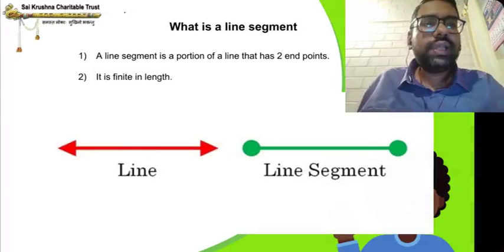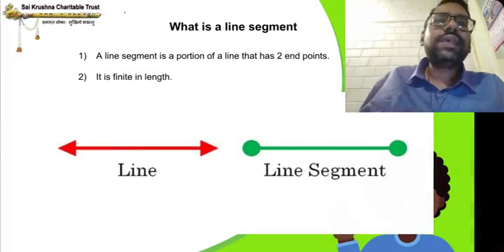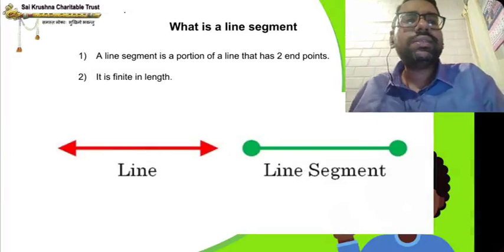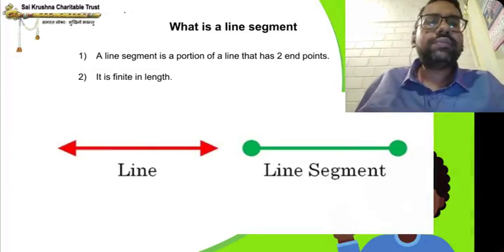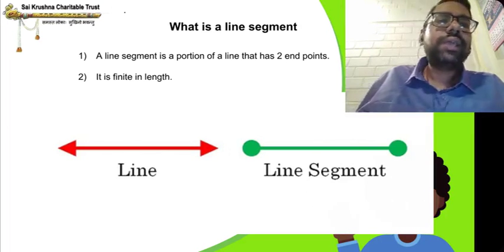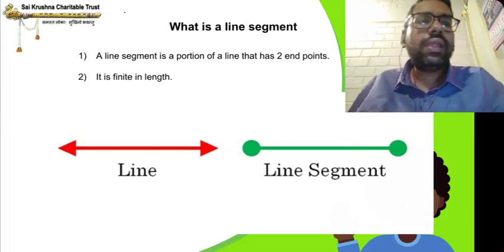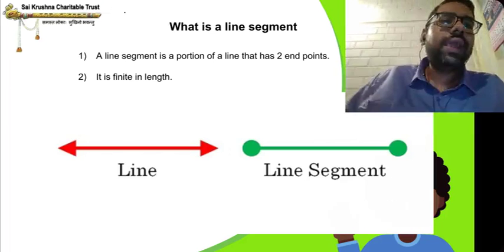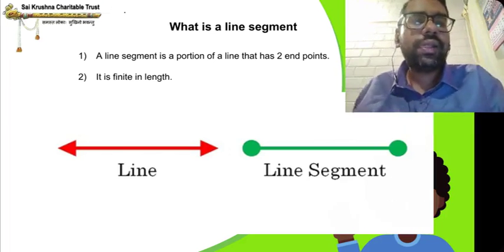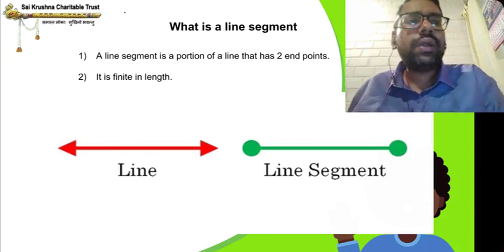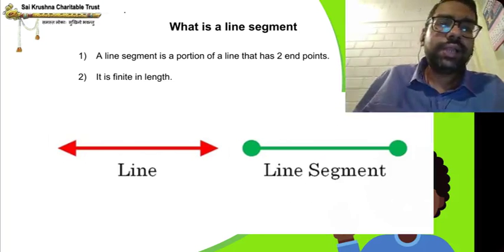What is a line segment? A line segment is a portion of a line that has two end points. It is finite in length. It has a definite length. It has a starting point and an ending point. That is, it is made up of two end points. That is called a line segment.